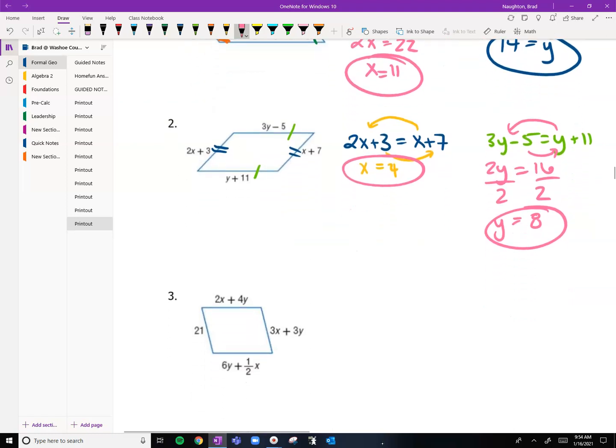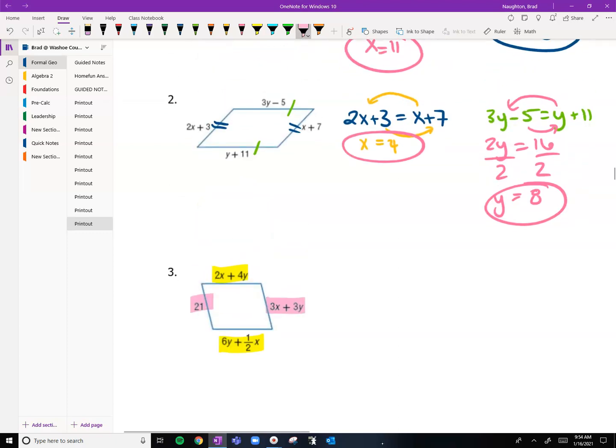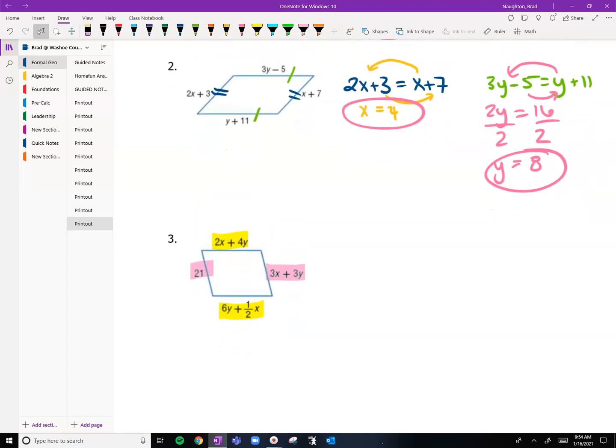There's only one thing that might get a little tricky, and that's if we have stuff where you have x and y's on the same sides. And that's what we're going to have on this one right here. So what you're going to do is we're going to treat it exactly like number 2 and set it up. So we'll say that those two are the same because our opposite sides. So 2x plus 4y is equal to 6y plus 1/2 x.